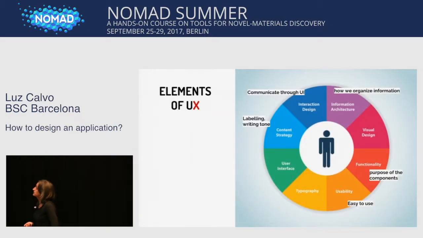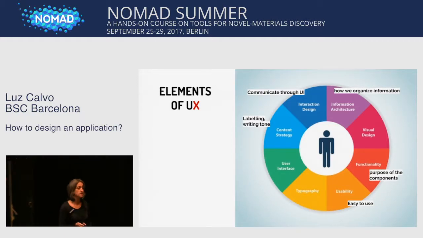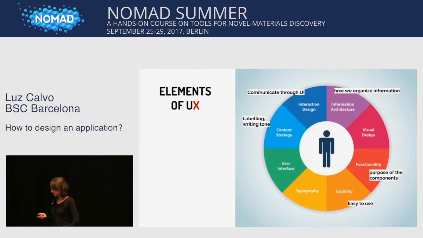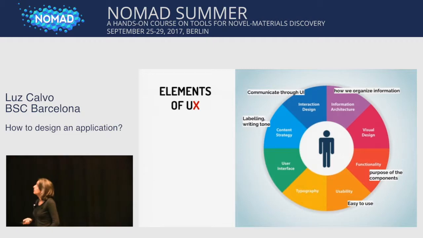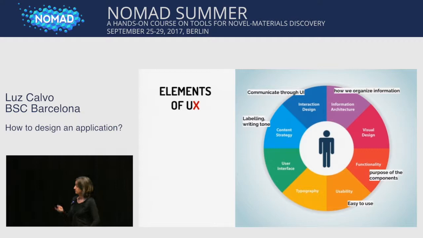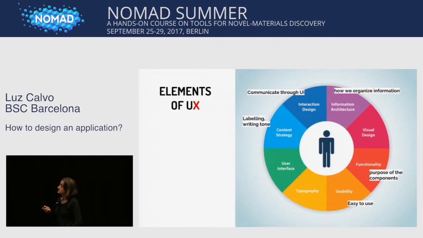When we talk about UX, we tend to think only about usability. It's something that's easy to use or not. But there are other concepts included in this subject. Like, for example, information architecture. That is how we organize information in a website or a web application. Things like interaction design or content strategy, that is how we label or what's the writing tone of the application. And of course, functionality.